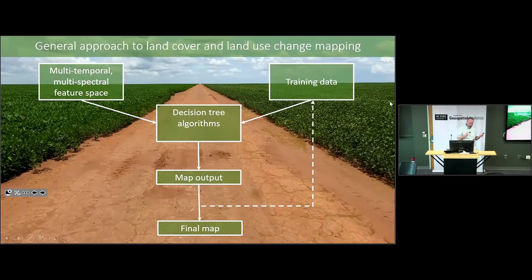You have to be able to train all this variation in spectral space and thematic space to make the algorithm relate to these data very well. Our algorithms are decision trees. We bag them. We are working with computer vision methods with deep learning, but our workhorse to date has been these decision tree algorithms. And then you get a map.